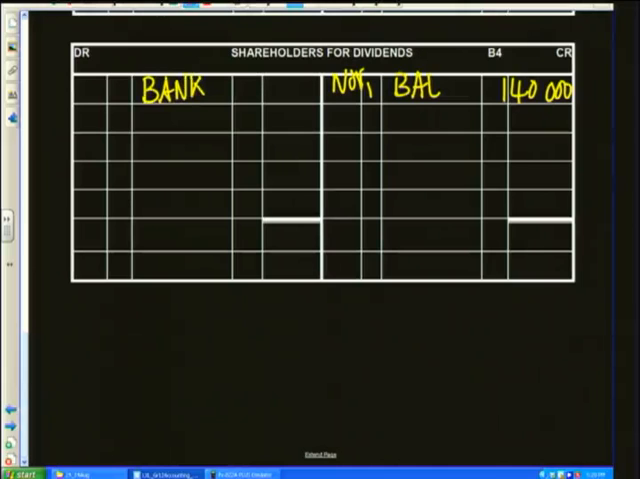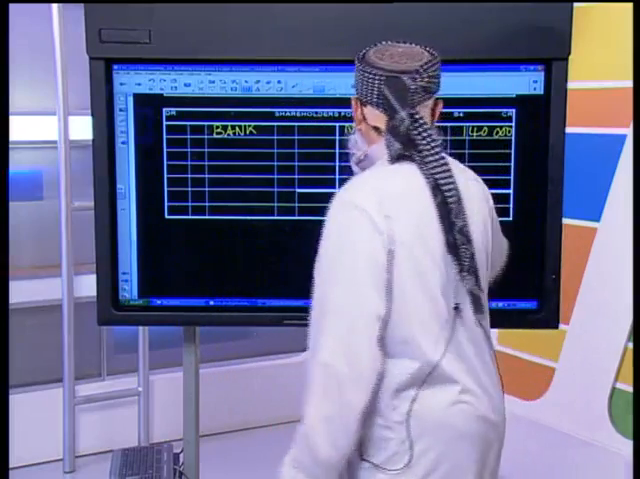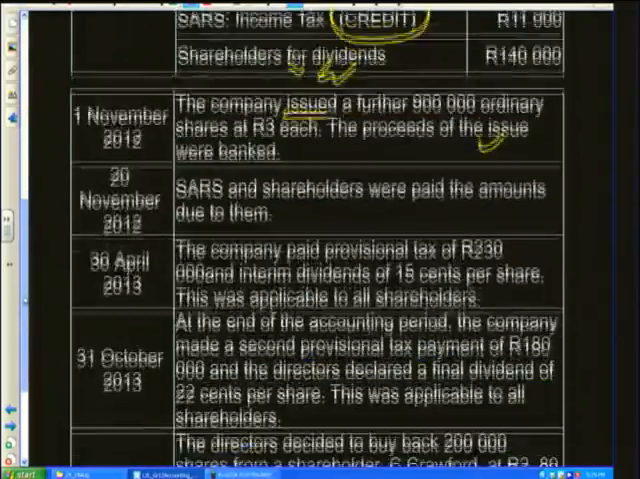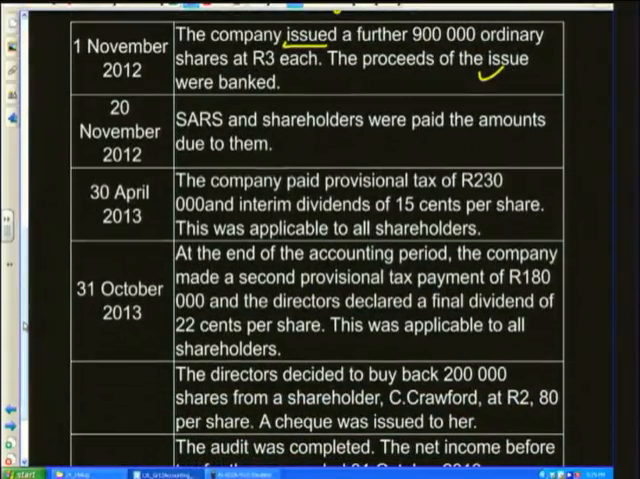Why? Liability decreasing in value, I'm paying it. I've issued a check, my bank account is credited, I'm debiting shareholders for dividends with the amount that I owe them, 140,000 Rand. Okay, got that. So I've done the next transaction that was required of me, and what was that? I've paid the amounts due to the shareholders, and I've paid the amount due to SARS.